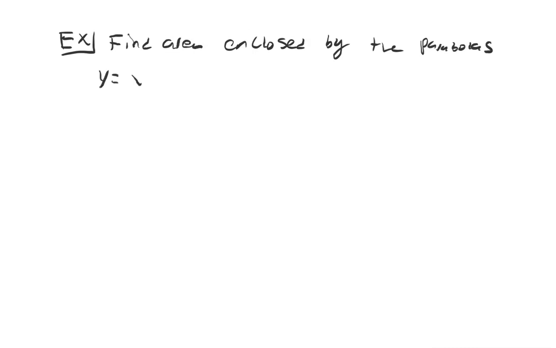So I have: find the area enclosed by the parabolas y is equal to x squared and y is equal to 2x minus x squared. So a picture always helps. And during this stuff, you're allowed to use a graphing calculator if you want to see what's going on here.